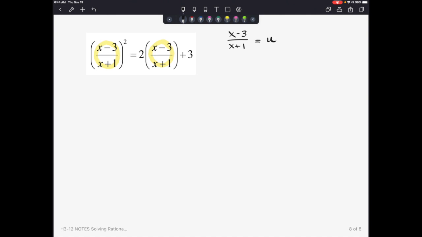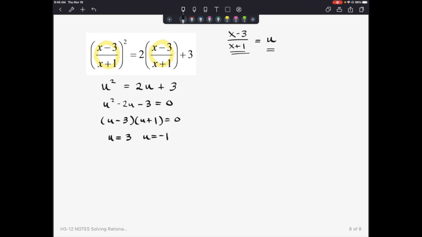Let's call that u. So if you think about it, instead of squaring all of this, let's just treat it like I'm squaring u. So this is u squared is equal to 2 times u plus 3. Now this one looks pretty easy to solve, right? If we set it equal to 0, it factors into u minus 3 and u plus 1 equals 0. We solve each of those. We get u is equal to 3 and u is equal to negative 1.